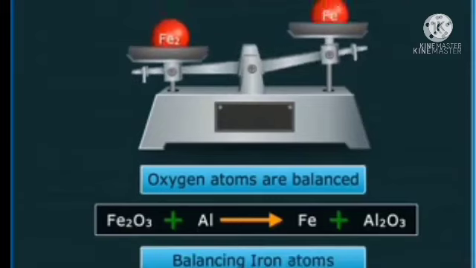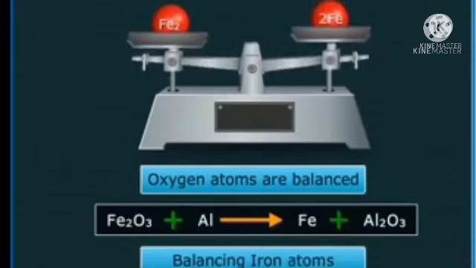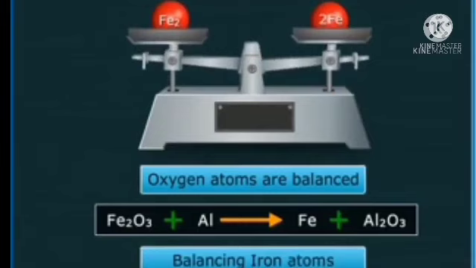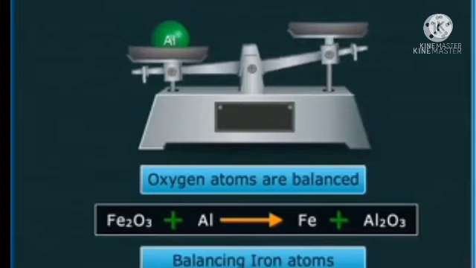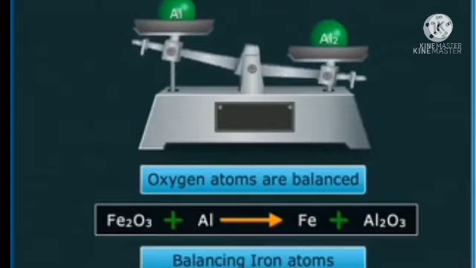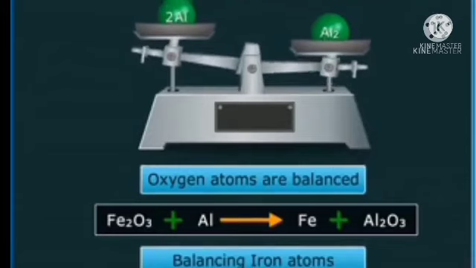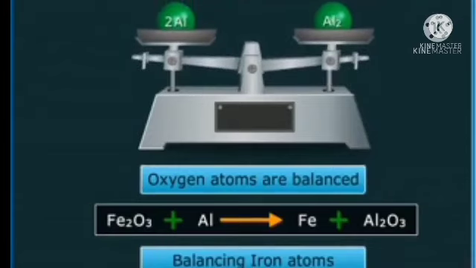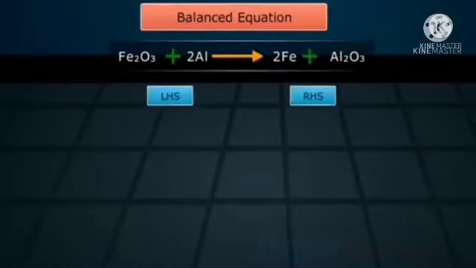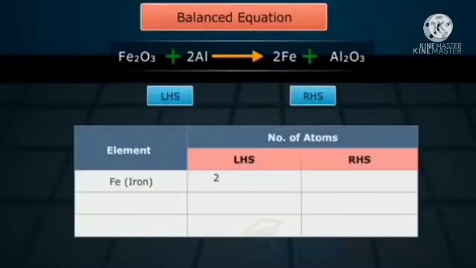Next one is iron. By placing 2 as coefficient before the iron on the right hand side, the iron atoms in the equation can be balanced. To balance the leftover aluminium formula unit, place 2 before aluminium on the left hand side. Now both sides are balanced. This is the balanced equation: Fe2O3 plus 2Al gives 2Fe plus Al2O3.